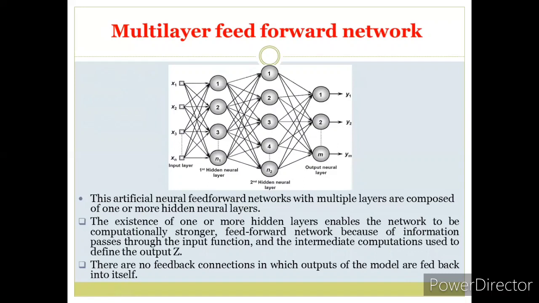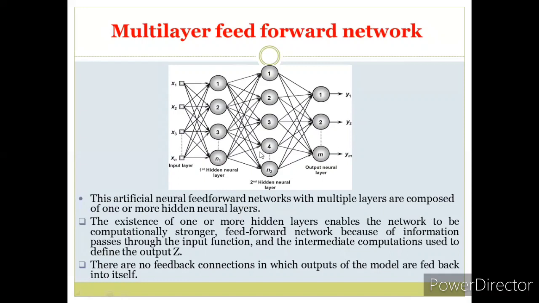The second one is the multi-layer feed forward network. As we can see here, the architecture in this neural network has multiple layers composed of one input layer and more than one hidden layer. One more is the output layer. As you can observe, the figure shows an example of one hidden layer and two hidden layers. So there exists more than one hidden layer, and the network has computational layers. Since more hidden layers are present, computationally they are stronger feed forward networks, because the information passes through the input functions and the intermediate computations used to define the output layer.